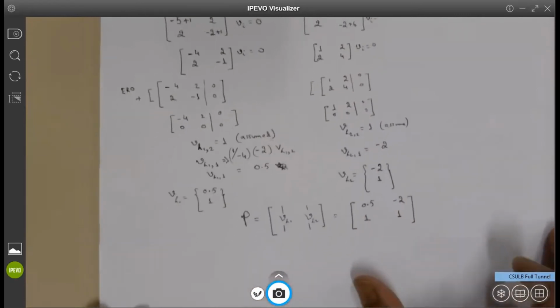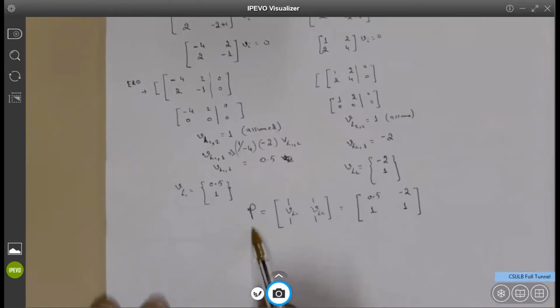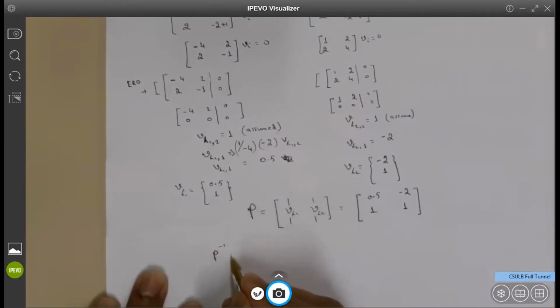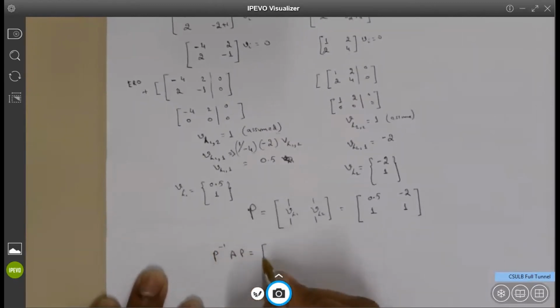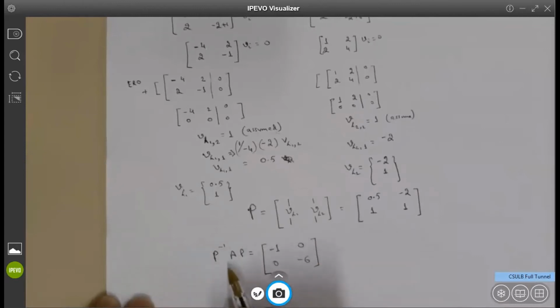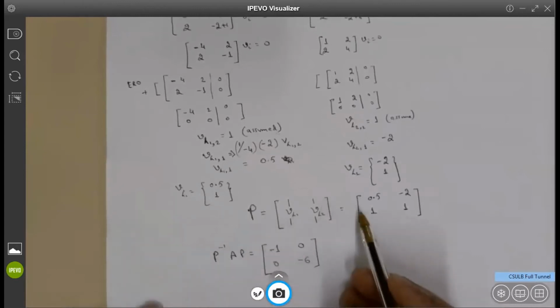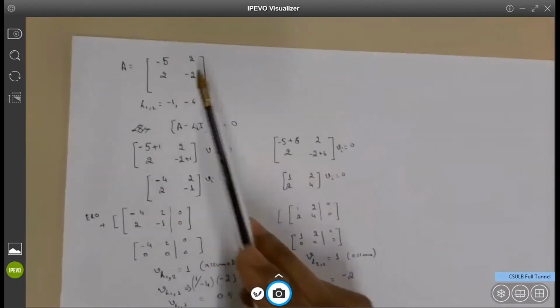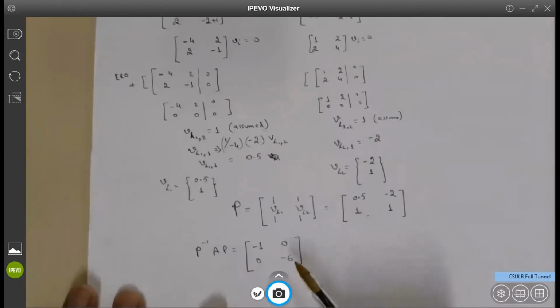Okay, those of you who have finished writing it down, can you quickly check whether the P matrix makes sense? Because if P is this, we know that P inverse times A times P has to be a diagonal matrix, which will be given by -1, 0, 0, -6. It has to be this. Can somebody quickly check, or use MATLAB if you have it open? This is the P matrix. The A matrix is already known to you. Can you quickly confirm that this is what you are getting?